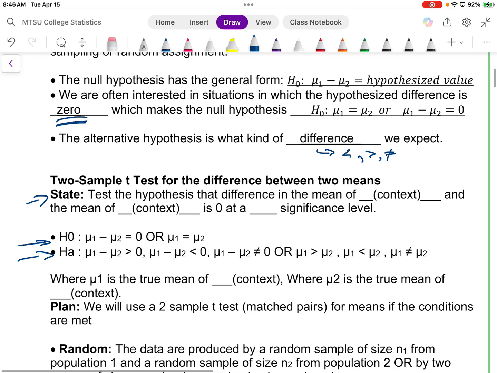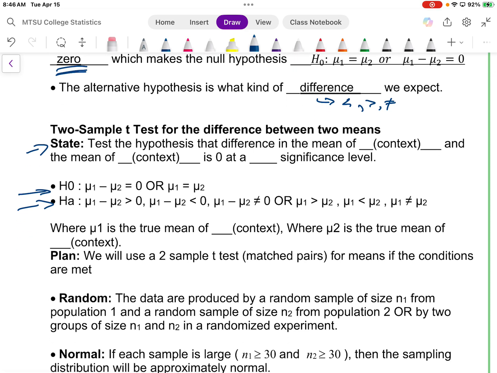Our plan as we go through is to do a two-sample t-test, so we'll find that code in the calculator to do it. We're doing basically matched pairs, and we're going to see an example, and it'll make more sense when I show you what matched pairs means. We have to show our conditions.